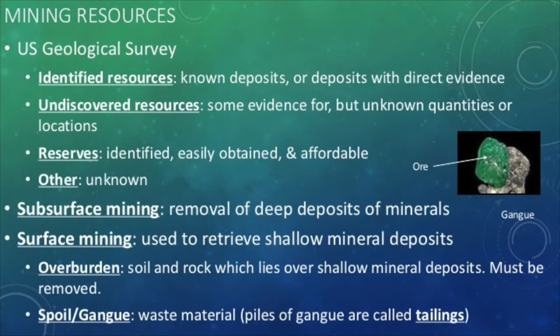The U.S. Geological Survey, or USGS for short, has characterized minerals into 4 different groups. Identified resources are areas that have known deposits and direct evidence to back it up. Undiscovered resources have some evidence for them, but the exact amount or location of these minerals is unknown.